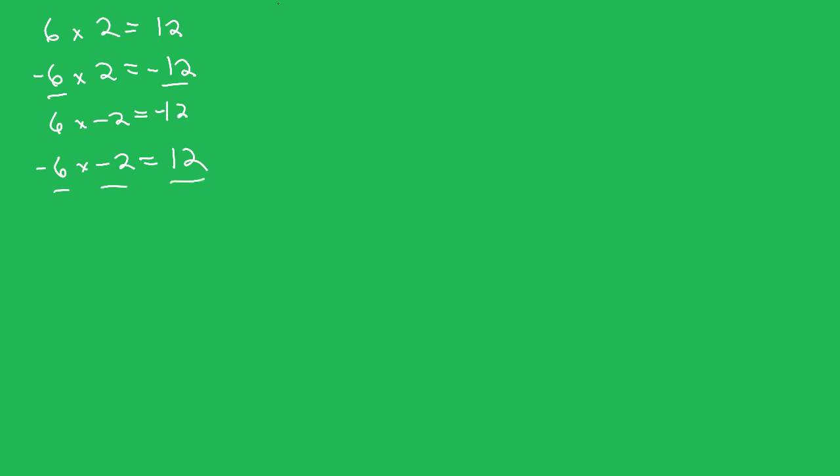Same thing with division, really quickly. 6 divided by 2 equals 3. -6 divided by 2 equals -3. And 6 divided by -2 equals -3 again. And -6 divided by -2 equals +3. So that's that.